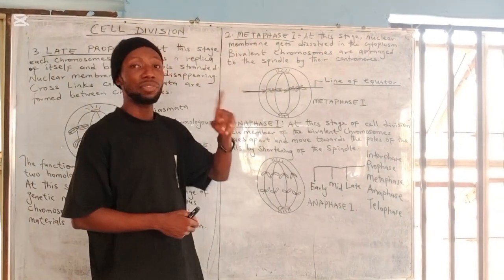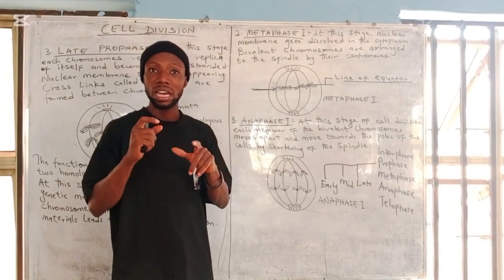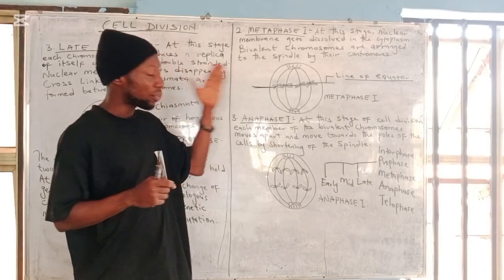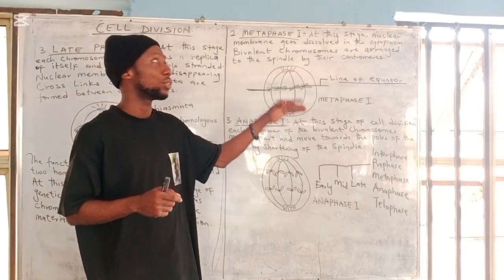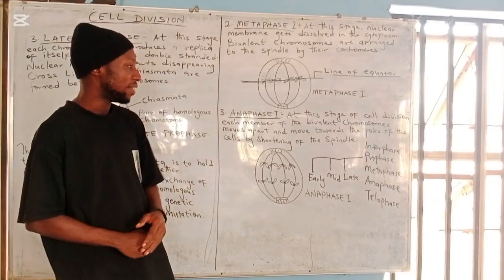Okay, and this is metaphase 1. I told you before, in meiosis, the cell divides how many times? Twice. So this is the first stage of the cell division, and this is known as metaphase 1. And here is the anaphase 1.